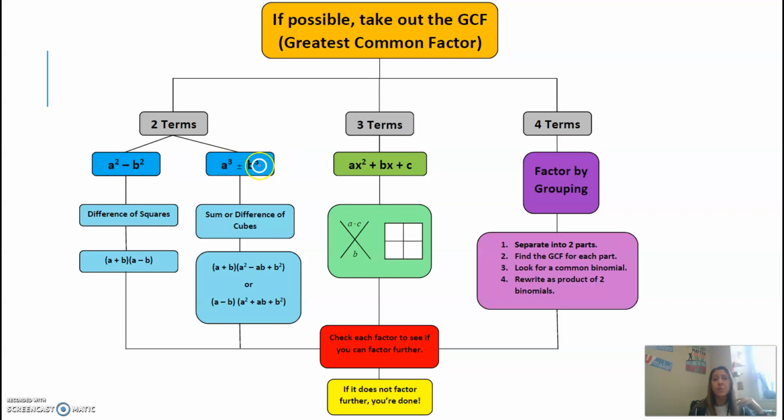If they're perfect cubes, we want to check for that. So is there a perfect cube, plus or minus a perfect cube? If that's a yes, then we want to do a sum or difference of cubes. If there are 3 terms, then we're going to do that box and diamond. If there are 4 terms, we're going to do factor by grouping.